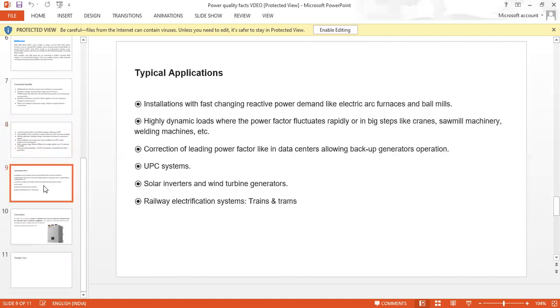And lastly, the typical applications are seen here. Installations with fast-changing reactive power demand like electric furnaces and ball mills. Highly dynamic loads where the power factor fluctuates rapidly or in big steps, like cranes, sawmill machinery, welding machines, etc. Correction of a leading power factor, like in data centers allowing backup generator operation, UPS systems, solar inverters and wind turbine generators, and railway electrification systems, trains and airports are also applications.